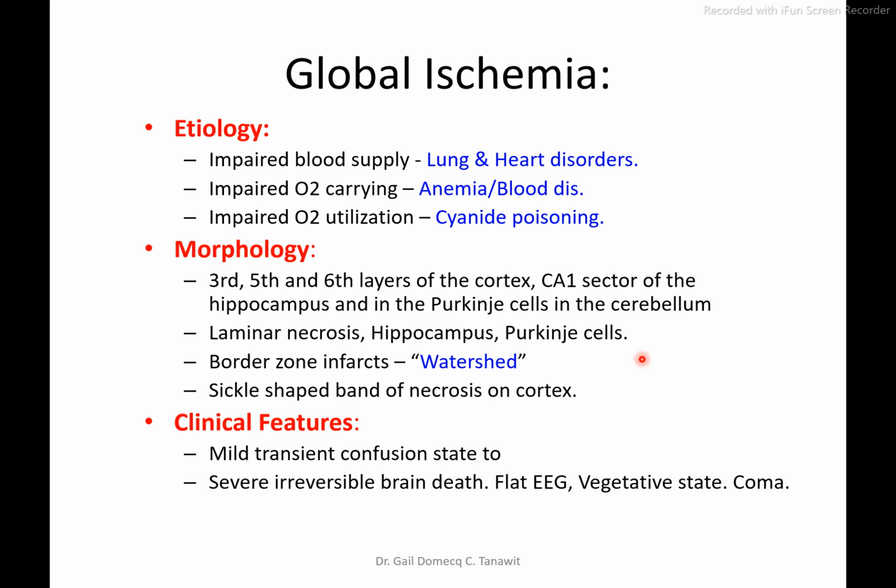So let's go to the global ischemia. Usually impaired blood supply, secondary to lung and heart disorder. Impaired O2 carrying capacity, like anemia, or impaired oxygen utilization, as in cyanide poisoning.